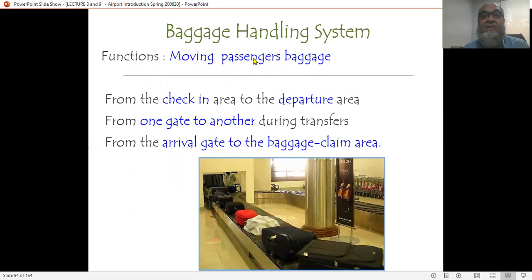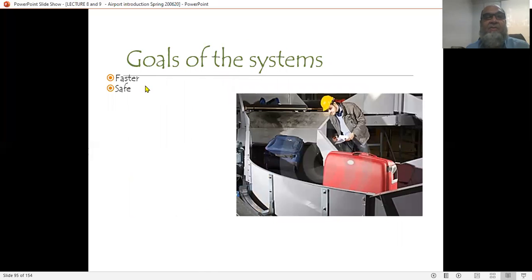Then another concept is a baggage handling system. Their functions are moving passengers' baggage from the check-in area to the departure area, from one gate to another during transfers, and from the arrival gate to the baggage claim area. It should be faster, it should be safe.